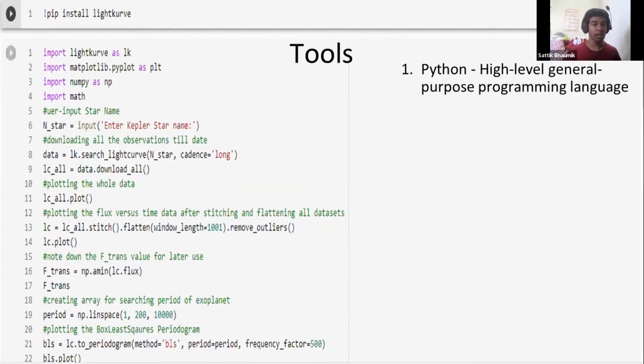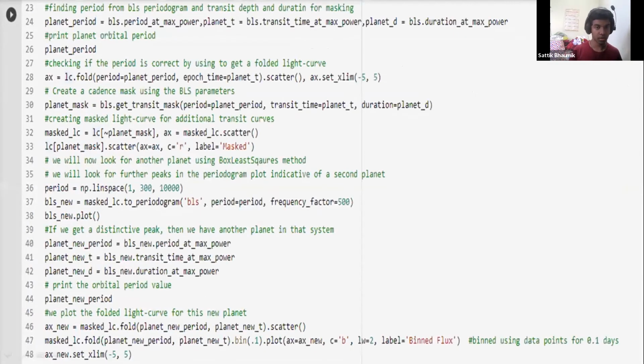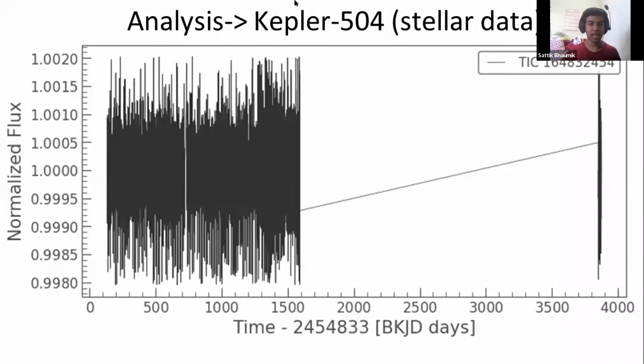Well, we will input the star name here, enter Kepler star name. After we have input the star name, it will give us certain plots. For example, this one of the star Kepler 54b, this is the stellar data. So using code, I'm able to extract the plot. This is the flux or brightness versus time.